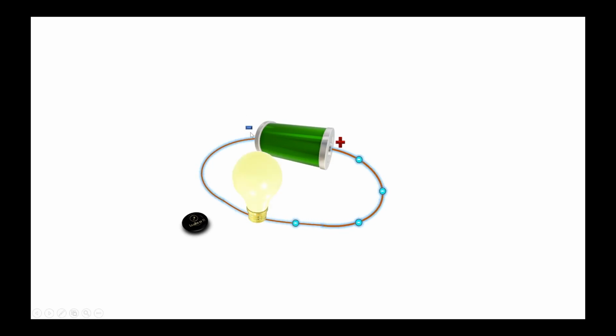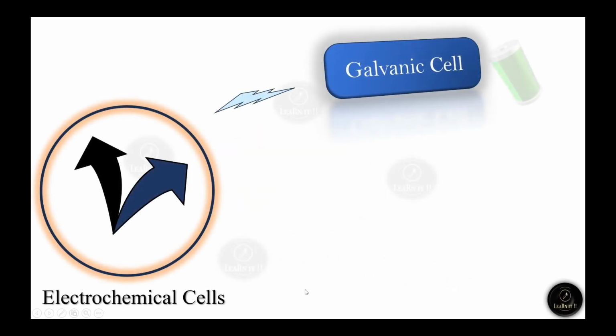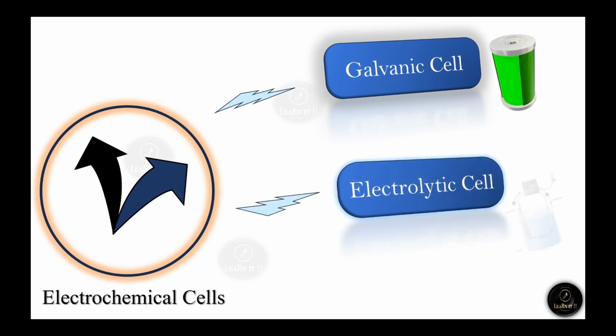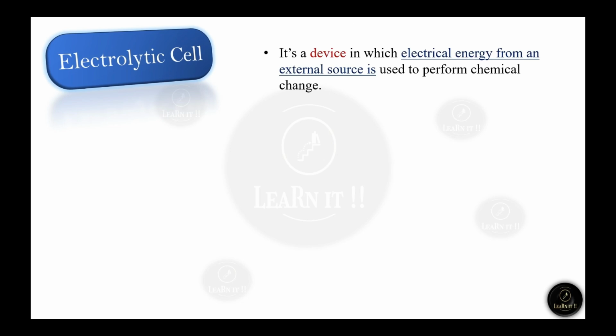The electrons are generated at negative terminal of the battery and consumed at positive terminal. So with respect to electrochemical cells, we have already discussed about the galvanic cell. So let us begin with the electrolytic cell. It's a device in which electrical energy from external source is used to perform chemical change. So as the name suggests, electrolytic, it means we use the electricity and break down some chemical.